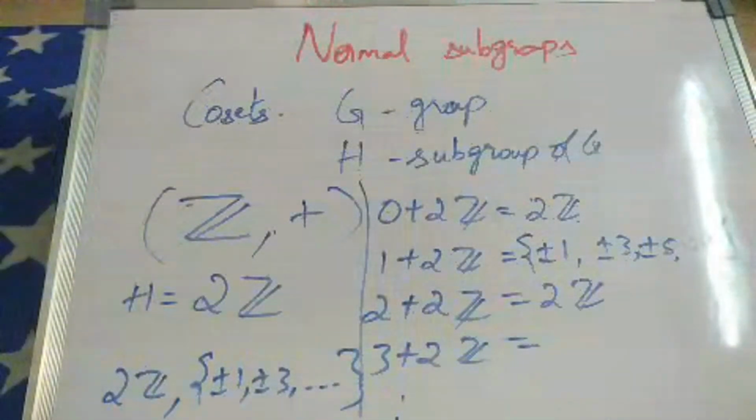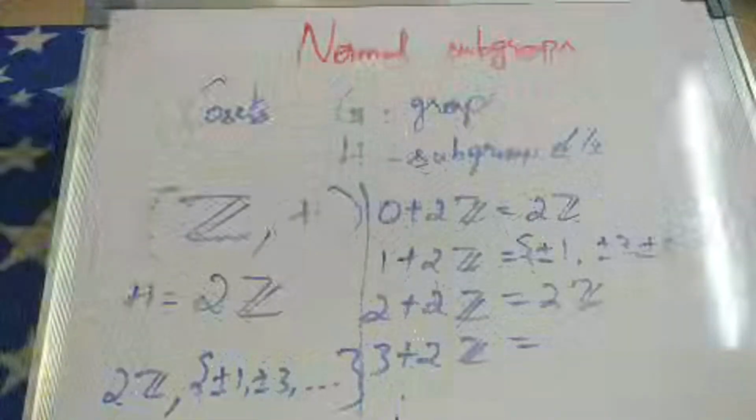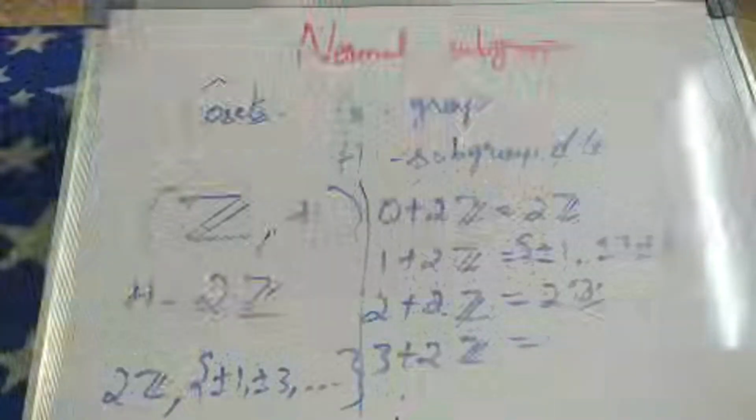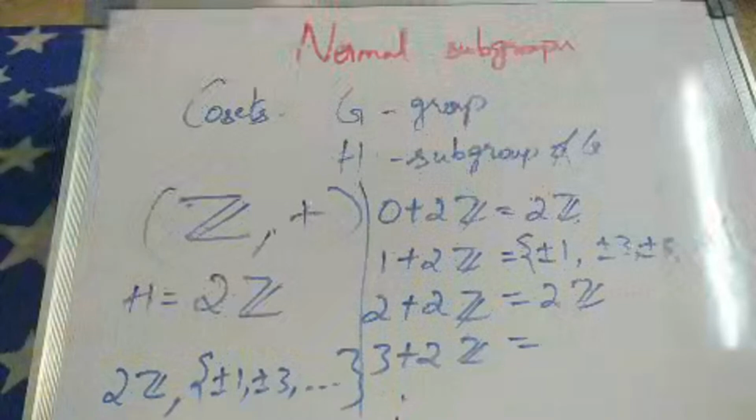I think I will wind up for today because it has been a very long session now. I will continue with defining normal subgroups in the next class, and then we will proceed to quotient groups. To define quotient groups, we need normal subgroups. So we will proceed with quotient groups in a later class.